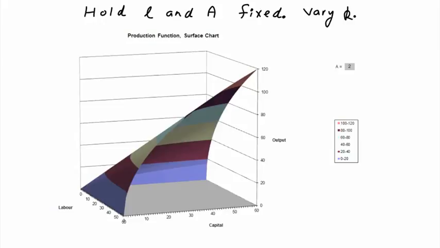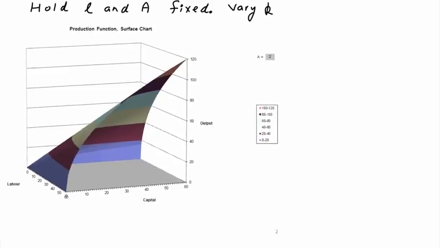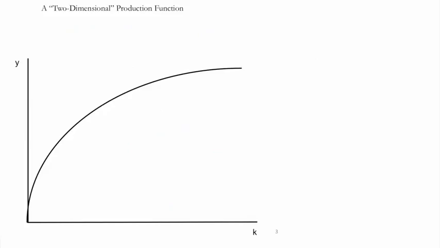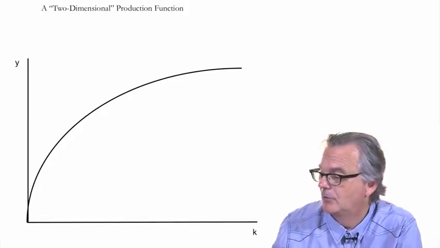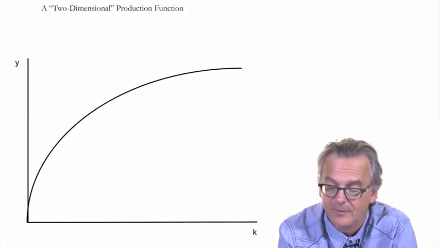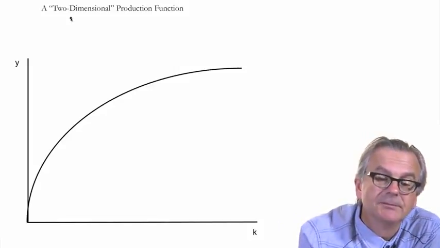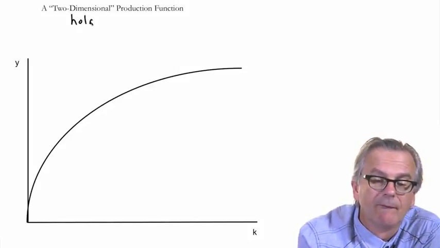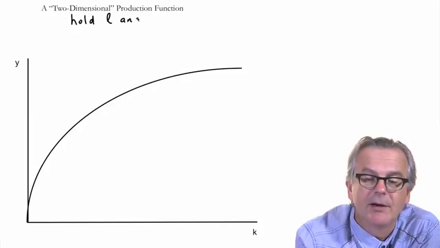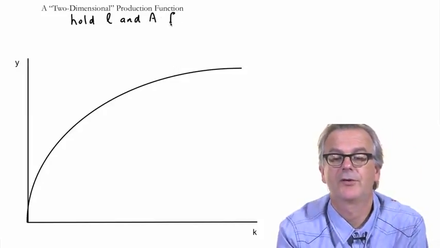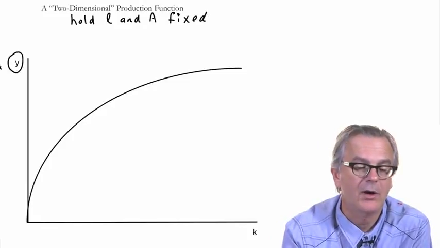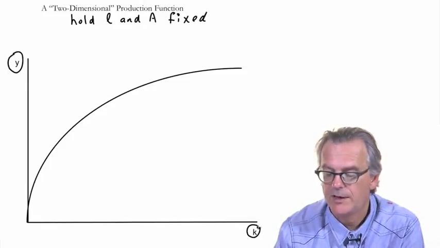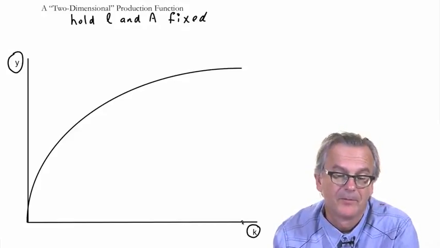When we do that, we no longer have to work in this three-dimension space. We can work in 2 dimensions only and use what is called the two-dimensional production function. So remember, we're holding labour and total factor productivity fixed, and we're looking at what happens to output when we vary capital.